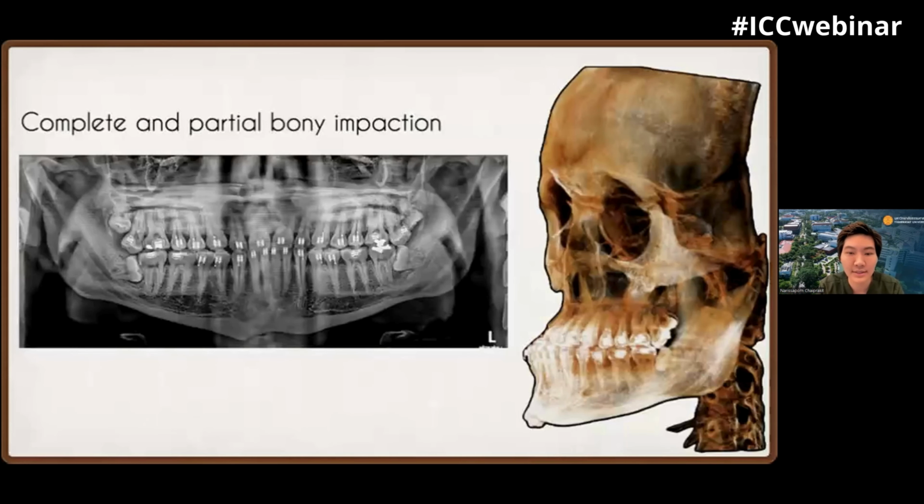Next is an example of complete and partial bony impaction, with a skeletal Class 3 patient. Treatment planning was two-jaw surgery with clockwise rotation, a large amount of mandibular setback, and surgical removal of all impacted teeth.